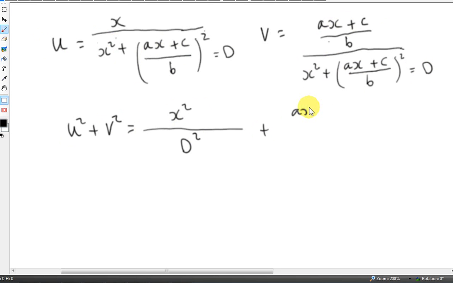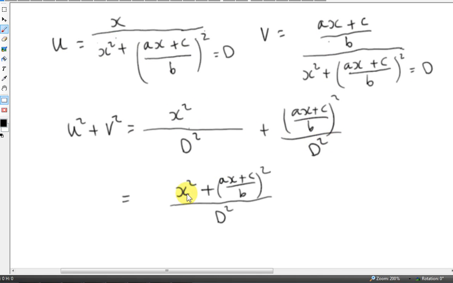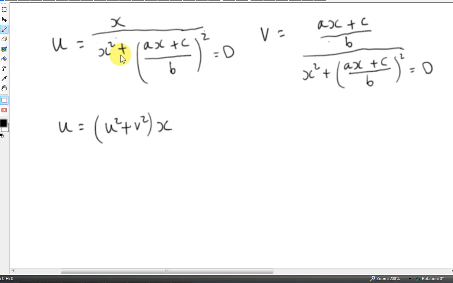And up here we have ax plus c over b squared divided by d squared. Now if we add these, notice what do we get on top? We just get the denominator. That's d. So we have d over the common denominator d squared, so we just get 1 over d. So that tells us that d is 1 over u squared plus v squared.